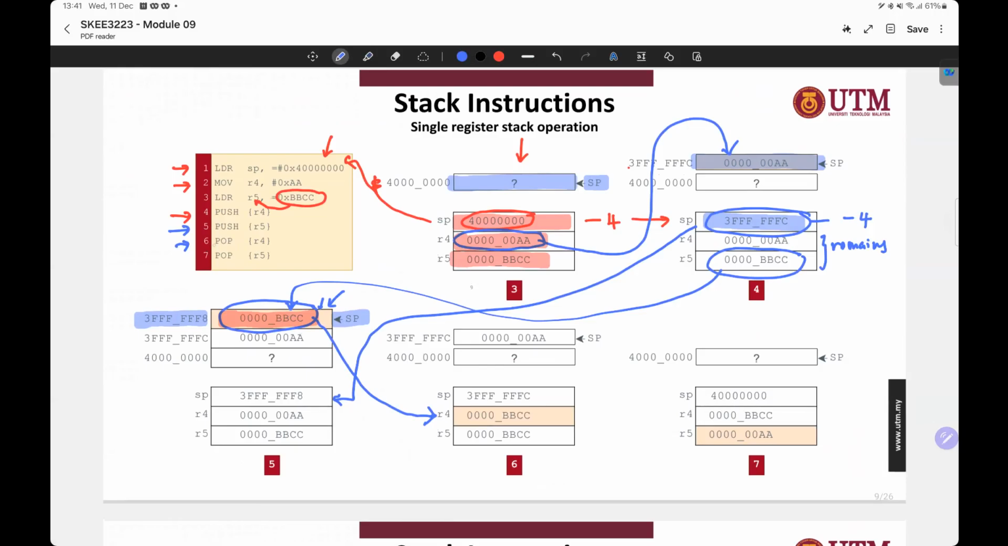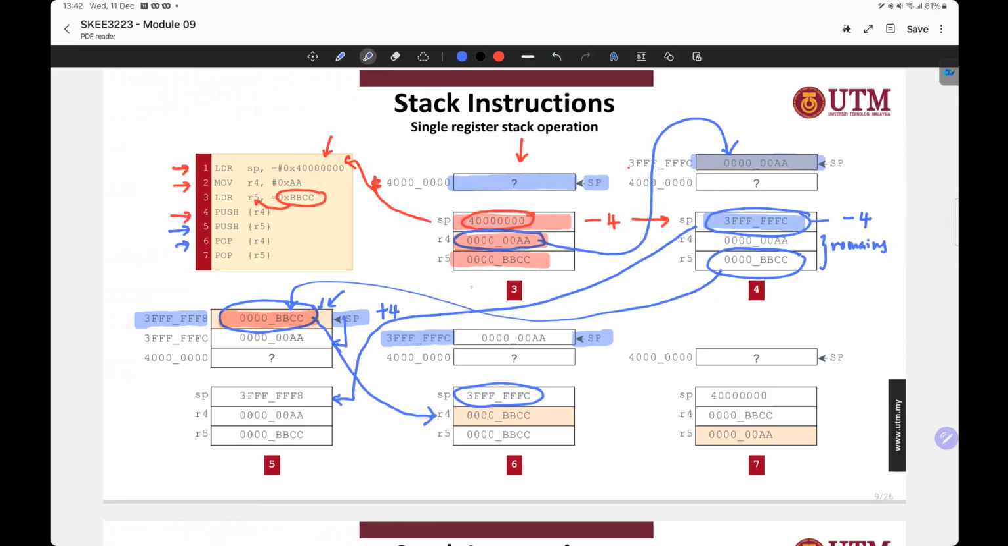Then what happened to your stack pointer? The stack pointer will be incremented by 4. So instead of pointing to address 3FFFFFF8, now it goes to this address 3FFFFFFC. So that's why you can see the changes inside of the stack pointer register as well as at this location. Your stack pointer points to this address.